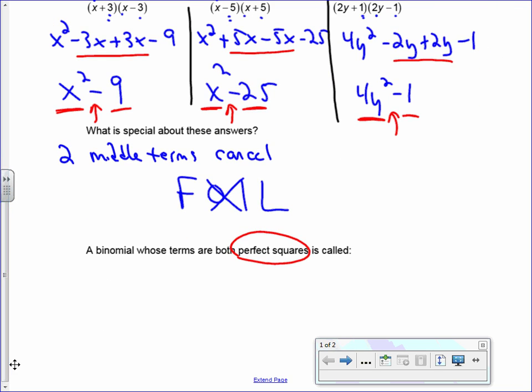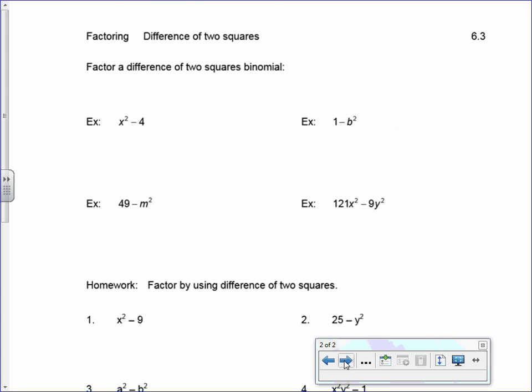Problems that look like this are called difference of 2 squares, because there's a minus, and because we only end up with 2 terms in the answer, instead of 3. Okay, so that's kind of old stuff, although we've just got this little shortcut thing. Now we want to look at doing these backwards.